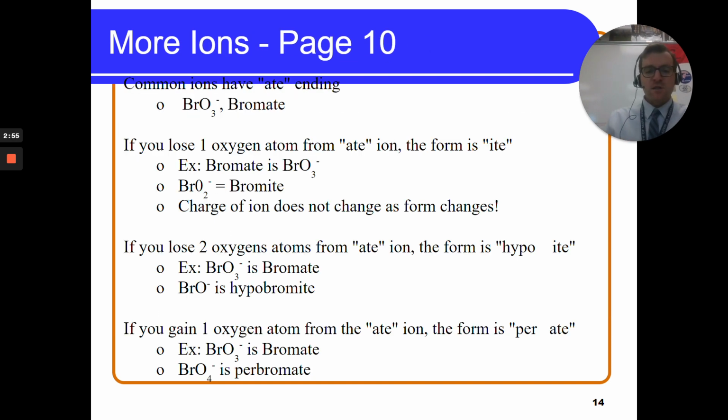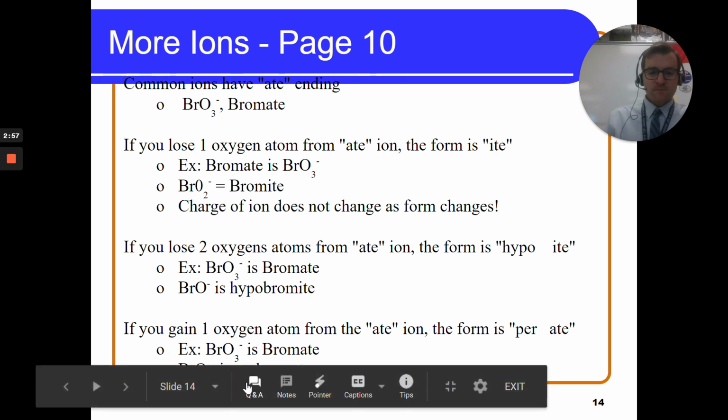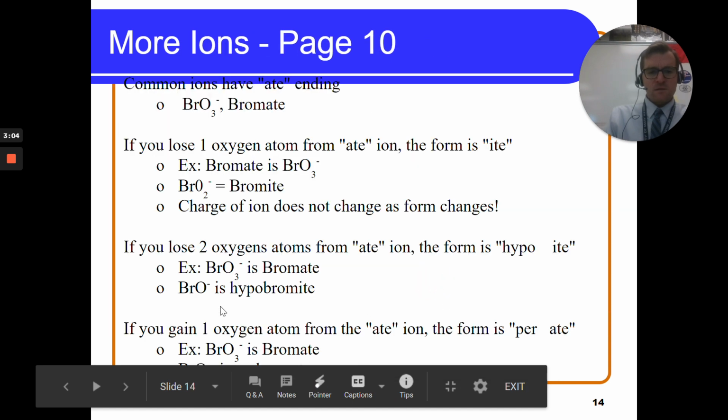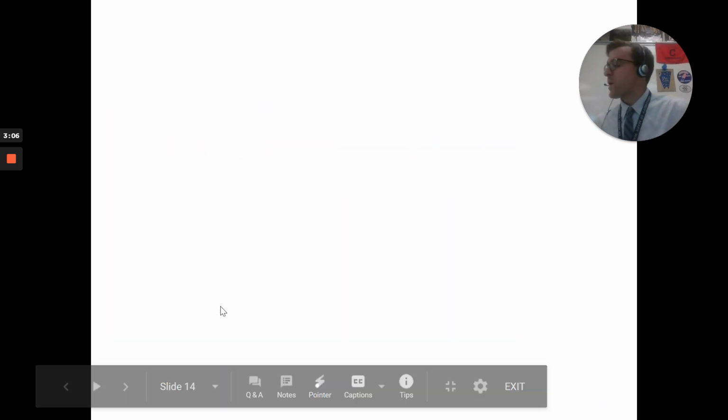So what you're going to have to do is write out your polyatomic ions.